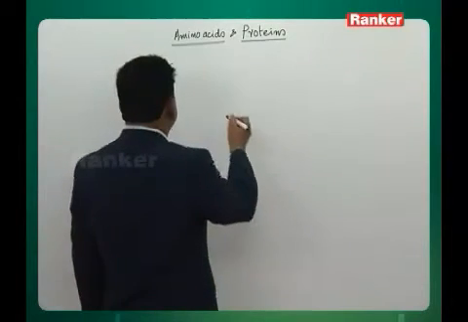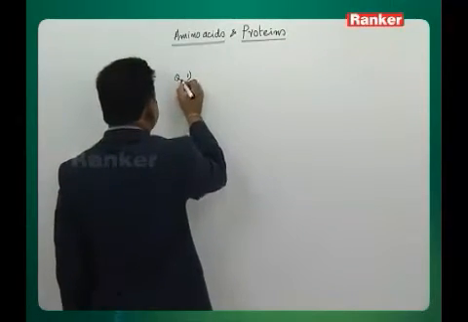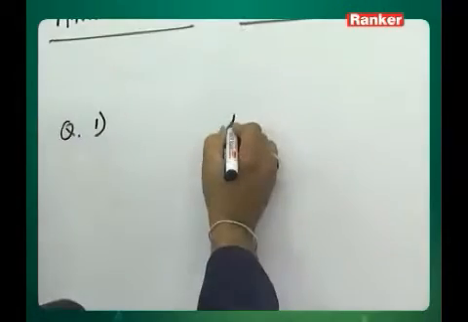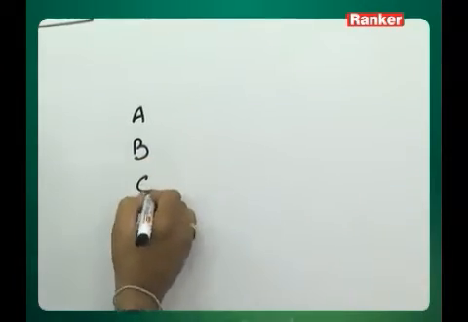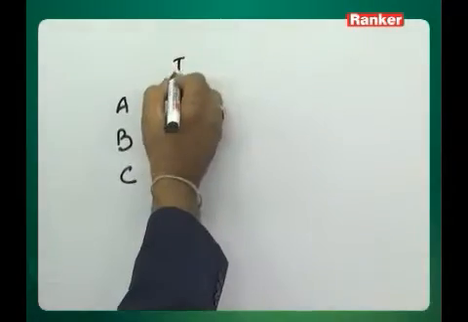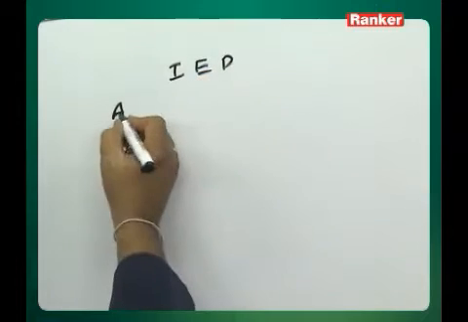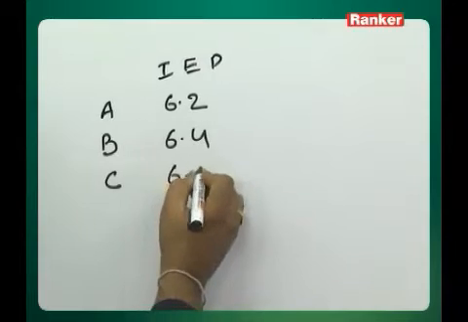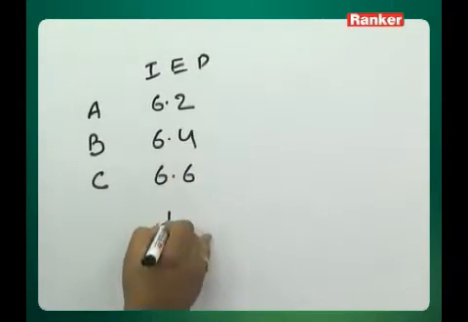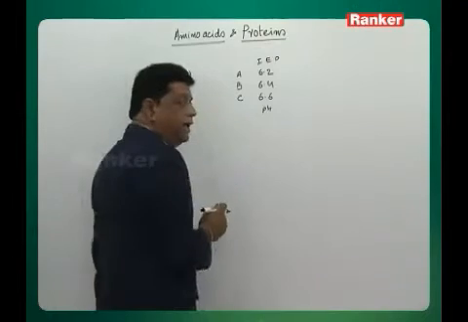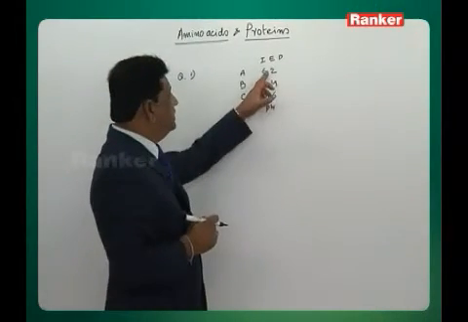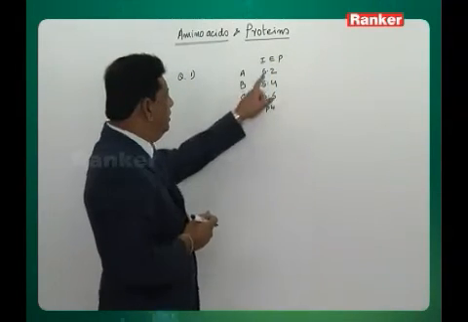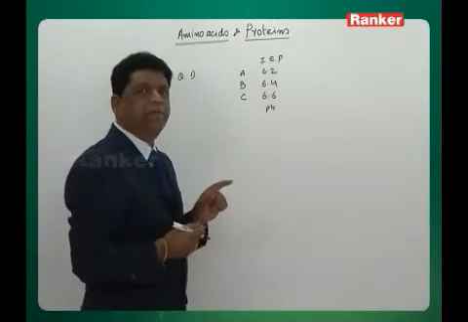Let us take 1 or 2 questions here. There are 3 amino acids A, B, C having isoelectric points. One is having 6.2, the other one is 6.4, the other one is 6.6. These are the pH values of A, B, C, which are different amino acids having these isoelectric points. Right? What do you mean by the isoelectric point? It is the pH at which the amino acid exists as a plus minus.